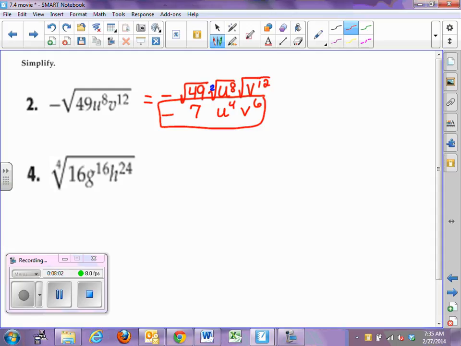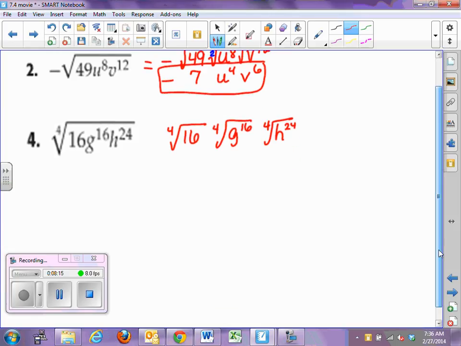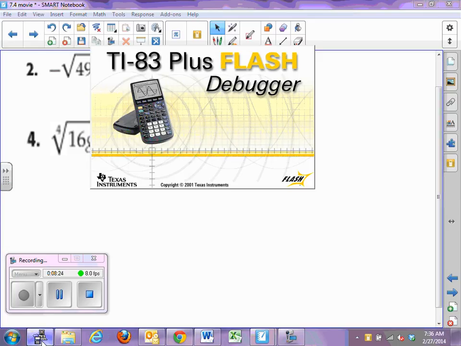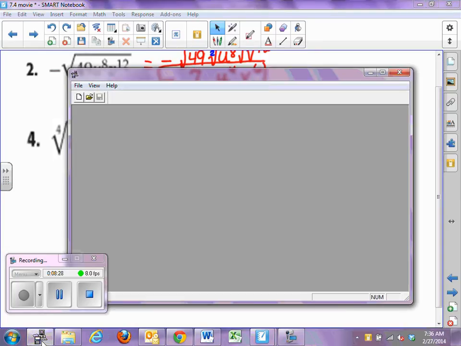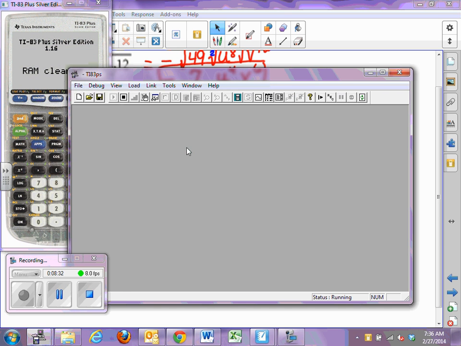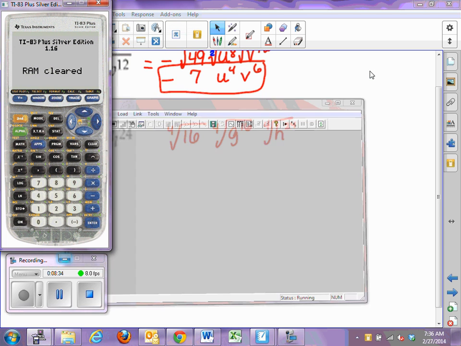Okay. After number 4, we're taking the 4th root of 16, the 4th root of g to the 16th, and the 4th root of h to the 24th. Again, I'm not going to write it separately all the time. I only did it this one last time, I promise. So what number times itself 4 times gives me 16? Now we might be at the point where we don't know, and we don't feel like trying a bunch of numbers, so we can use our calculator. I'll show you how to do it. I think I have before, but that's okay.